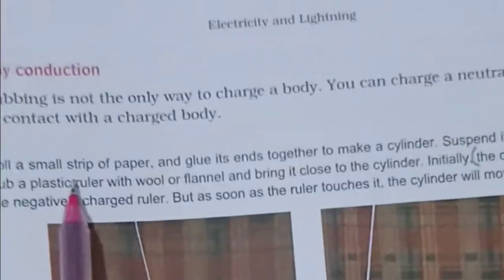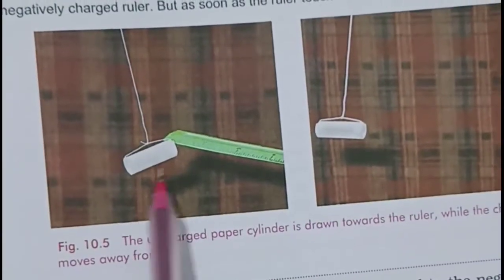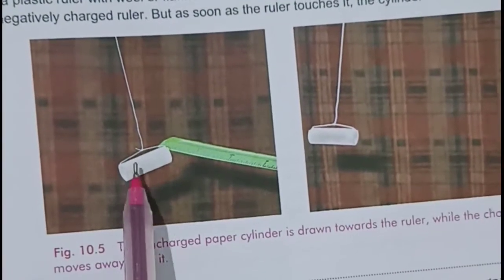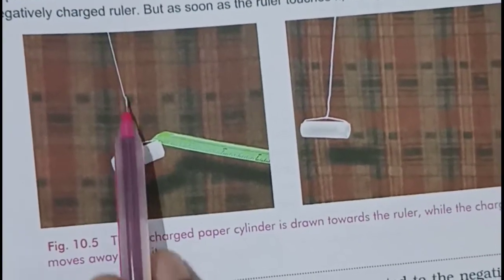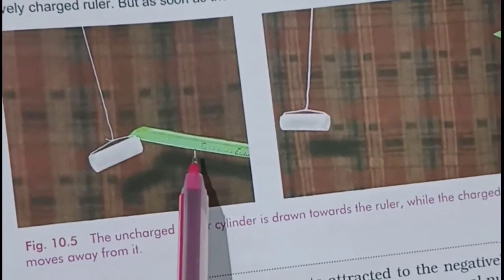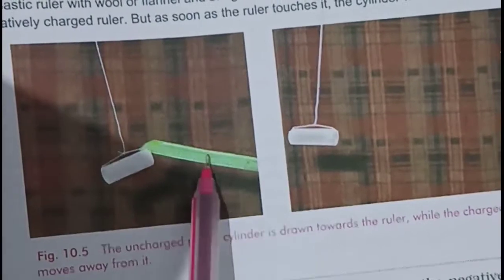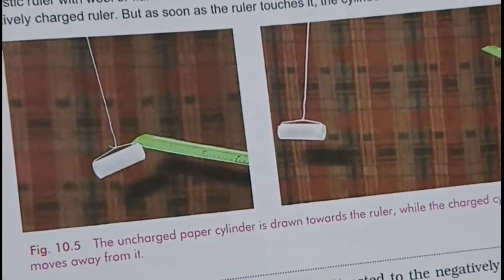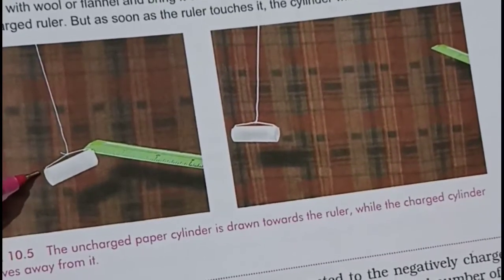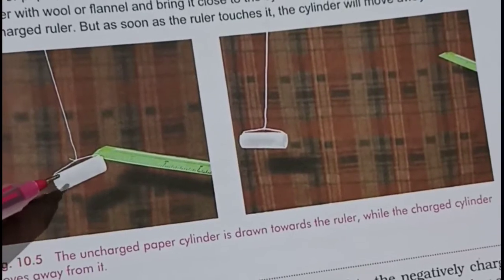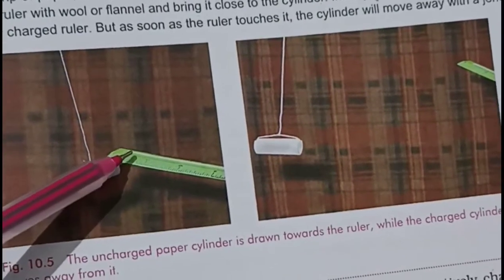We will roll a small piece of paper and glue it together to make a cylinder like this, and we will suspend this paper cylinder with the help of a string as shown in the diagram. Then we will take a plastic ruler and rub it over the wool or flannel and bring it close to this paper cylinder. Initially, that means in the beginning, what will happen? The cylinder will be attracted to the negatively charged ruler.